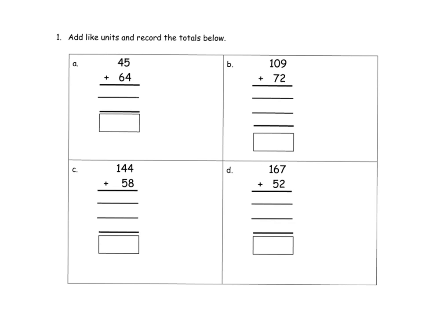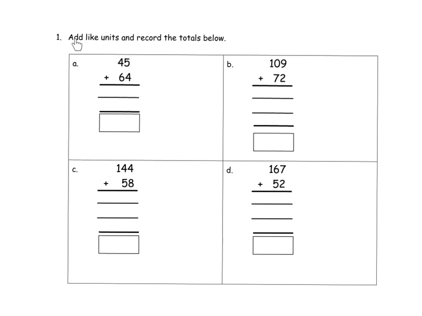Hi, so this is the last lesson for our Module 4. Today is where you are going to look at like units and put the answers together on the tables below. Here's an example. Part A says, let's look at 45 plus 64. And they give us these spaces down below to line up our work.